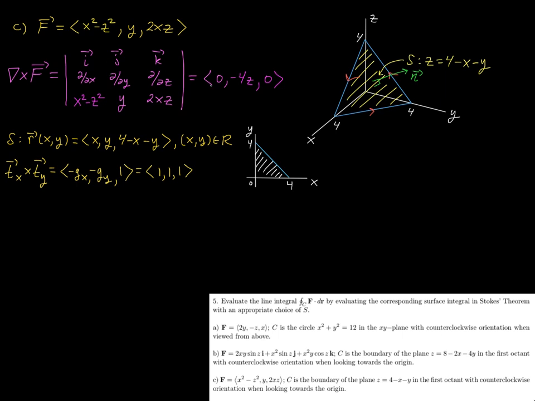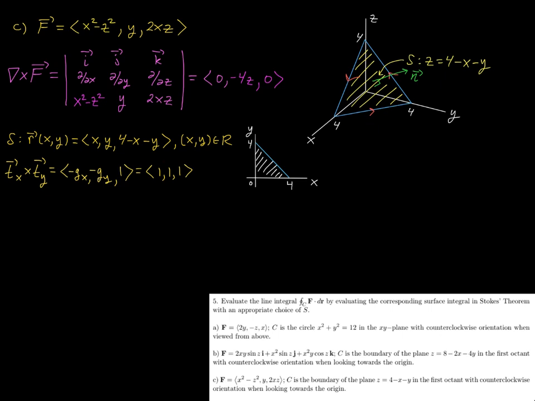Not too bad. Here we get (0, negative 4z, 0). And for the surface, since the plane's given in explicit form, z is equal to 4 minus x minus y, I'll use an explicit parameterization: r of x, y is (x, y, 4 minus x minus y), where x, y vary over this region R, which is the projection of our surface onto the xy plane. It's this triangular region bounded by this blue line, which is just the plane intersecting the xy plane.